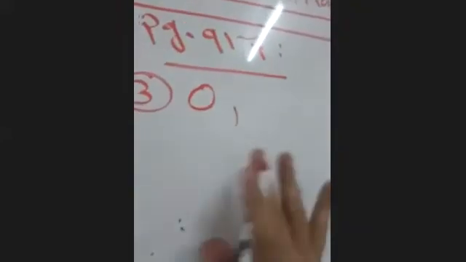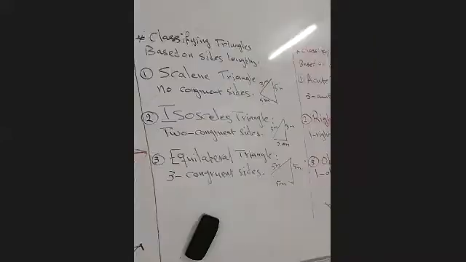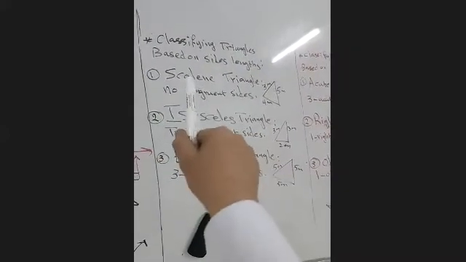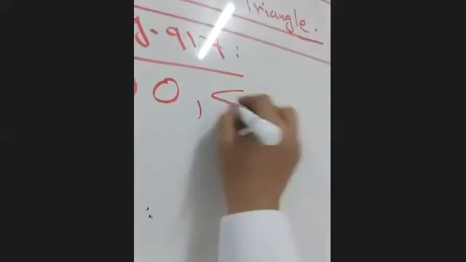If there are no congruent sides, what do we call it? I think scalene triangle. No congruent sides, we call it scalene. But why don't we use the angles? Because the question wants us to use sides. So what do we call this triangle? Scalene triangle. This is question 3. Question 4, guys.